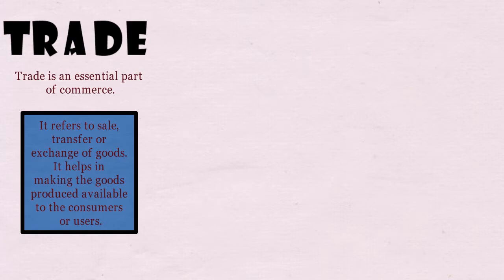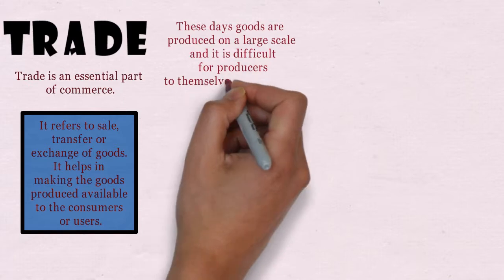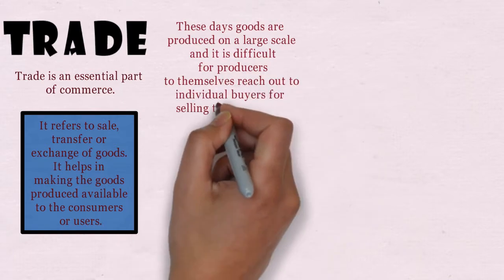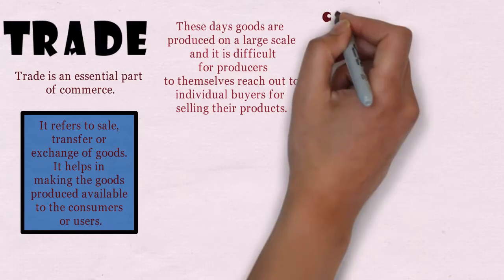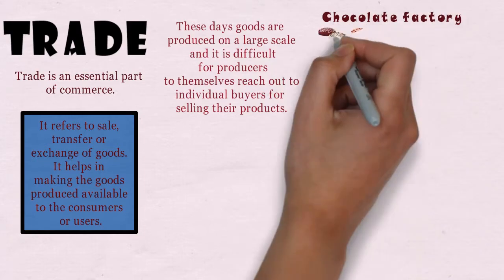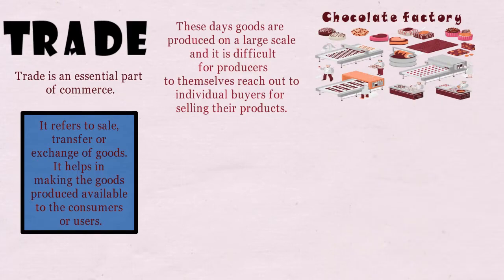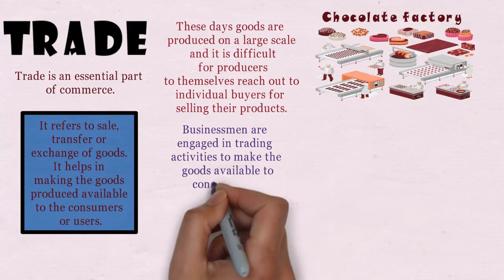Nowadays, goods are produced on a large scale in a factory, and it is difficult for producers to themselves reach out to individual buyers for selling their products. Let's take the example of chocolates. If we want to buy a chocolate, we don't go to a chocolate factory. No, we usually go to a nearby candy shop or a grocery shop. So these candy shop owners or grocery shop owners are known as traders.